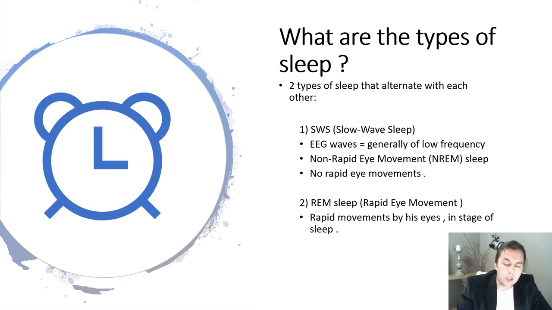Depending on the EEG criteria, we can go through two types of sleep patterns during each night that alternate with each other. They are namely slow wave sleep, because in this type of sleep the EEG waves are generally of a low frequency. It is also called non-rapid eye movement sleep, because unlike the other type of sleep, it is not associated with rapid eye movements. And then we have REM sleep, or rapid eye movement sleep, in which a person makes rapid movements of their eyes in spite of the fact that the person is sleeping. The EEG typically has features of an awake person.